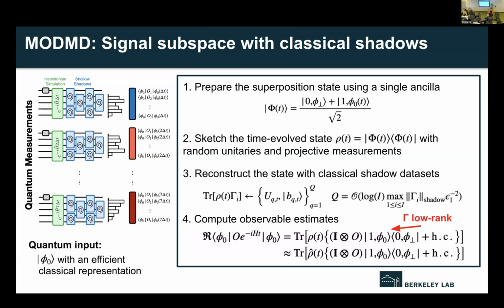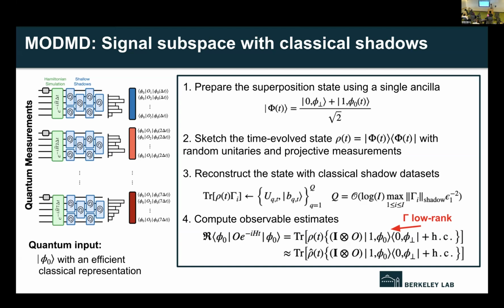And it is known that to predict I expectation values, we only need log of I classical shadows. And there's this multiplicative factor of gamma I shadow, which is known as the shadow norm, which depends on the choice of the unitary ensemble and also the operator gamma I.